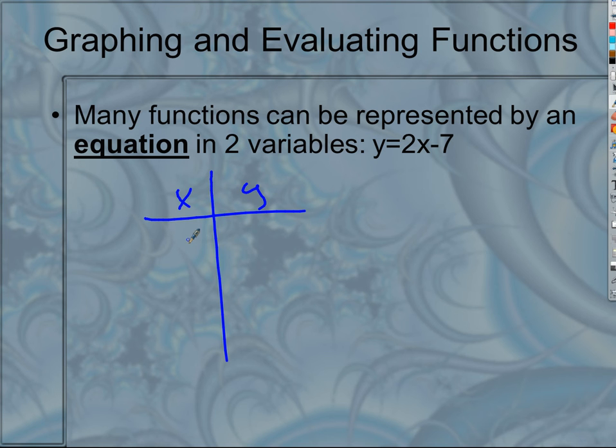Let's just say hypothetically that here's a function right here. If I plug in x equals 0, what do I get for y?